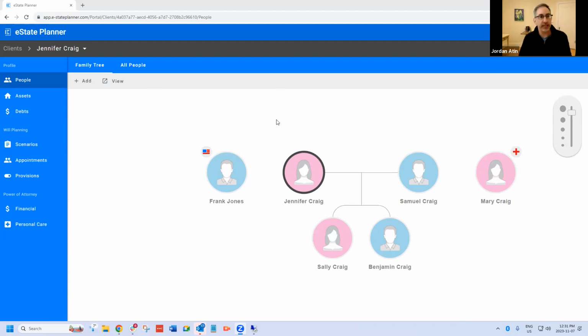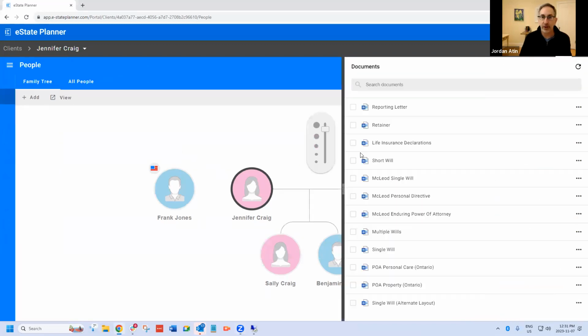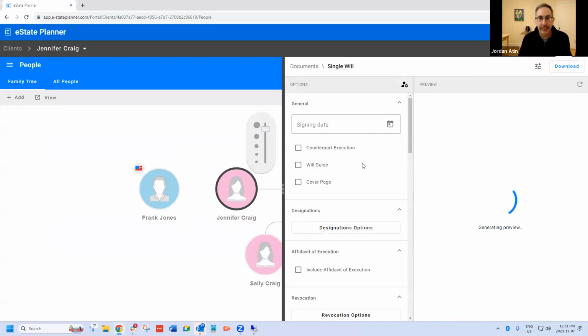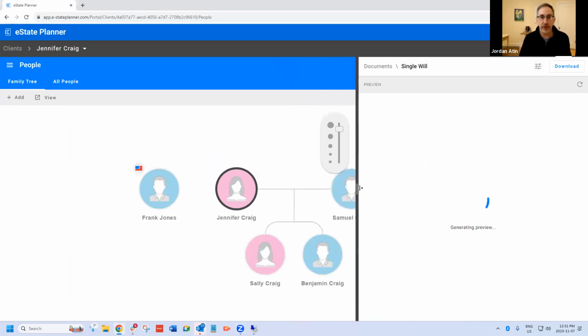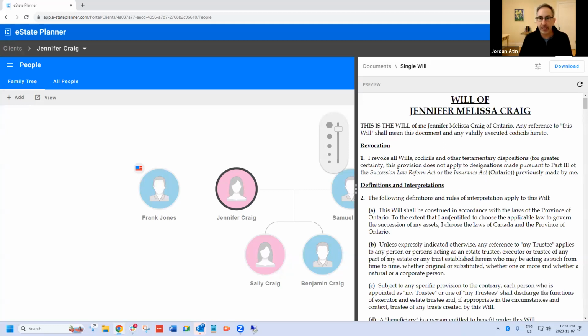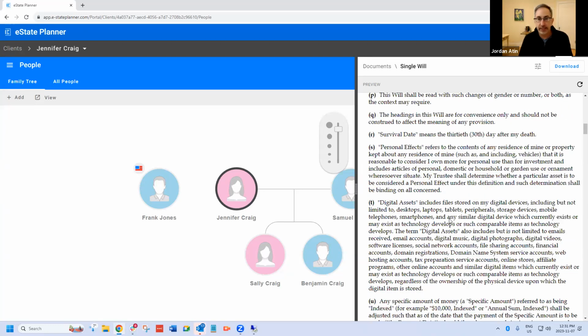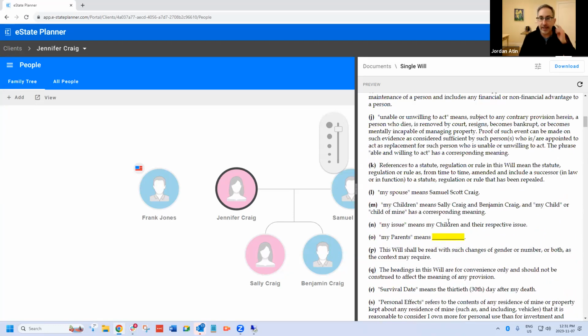So the first thing is, let's just talk about, I'm going to open up the single will, and I'm going to show you a few of the clauses that are going to appear based on what we're going to do with the planning. So the first thing that I want to show is dealing with, and I'll go down to it, the definition sections. So a couple of things.